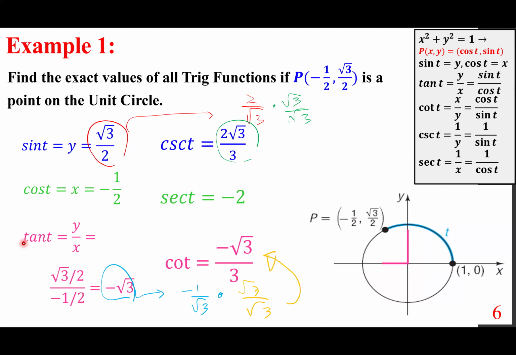A quick recap. We are given a pair on a unit circle. The x gives us the cosine, the y gives us the sine, and when we have cosine and sine, we can find the rest of them. Tangent is the ratio of sine to cosine. The rest of them are reciprocals of those three trigonometric functions.